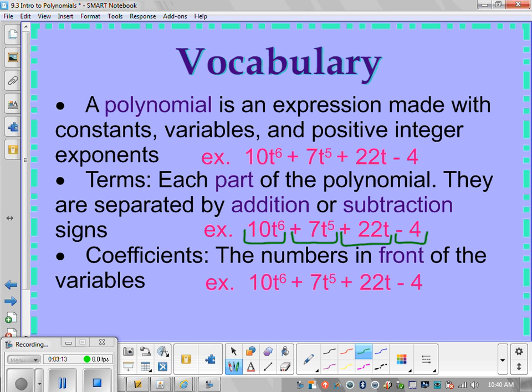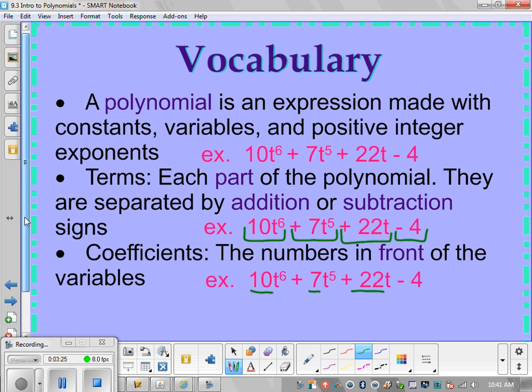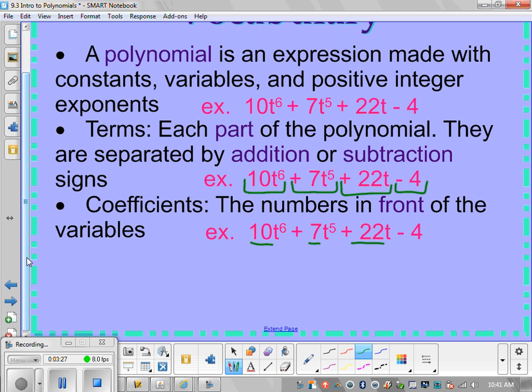Coefficients, we've been talking about that a lot. The coefficients are the numbers attached to the variables. 10 is a coefficient, 7 is a coefficient, and 22 is a coefficient. Negative 4 is not a coefficient. It is a constant. It is a plain number with no variable attached to it.